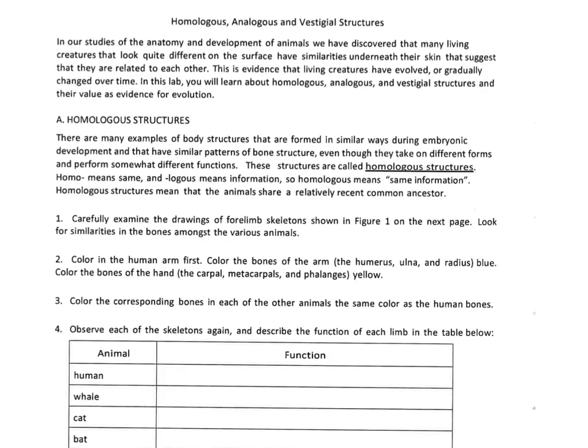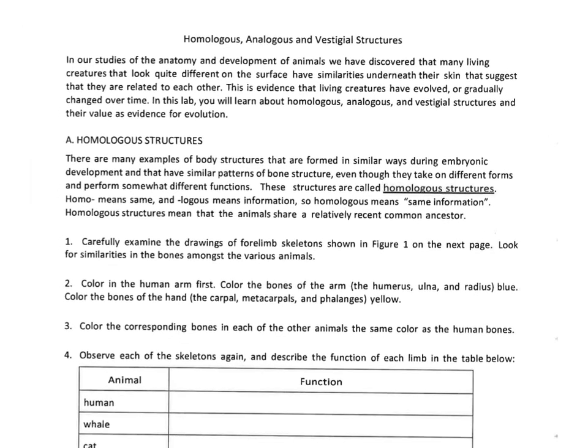Good morning, everyone. I'm not sure what happened with the previous file for this, but hopefully this file works. I wonder if it's because I had to stop and start again when I messed up and went to the wrong place. But anyways, here's homologous, analogous, and vestigial structures.